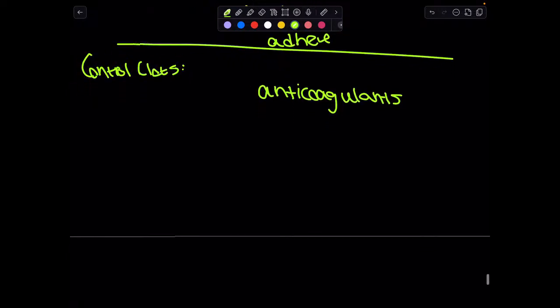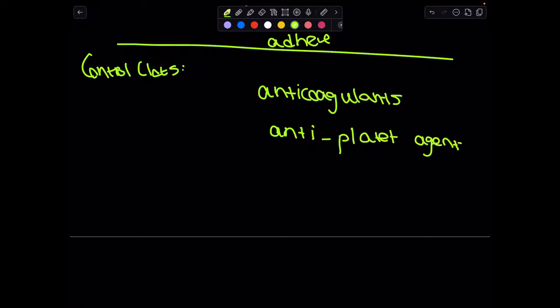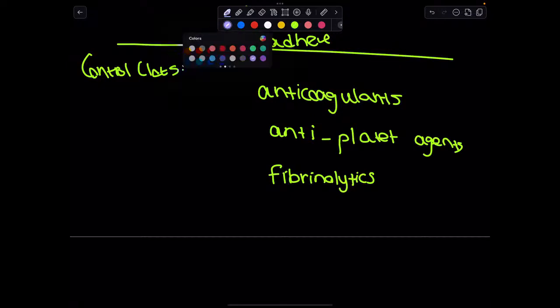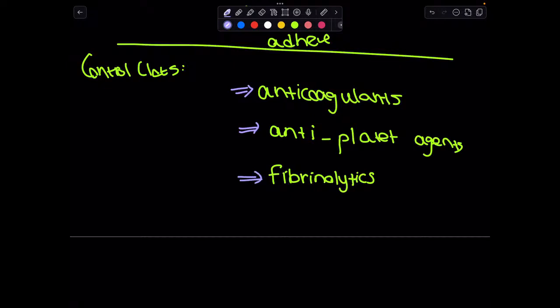What about antiplatelet agents and fibrinolytics? How do they differ? Antiplatelet agents and fibrinolytics both help manage clotting, but they work differently. Antiplatelet agents like aspirin or clopidogrel prevent platelets from clumping together, reducing clot formation in arteries. Fibrinolytics, like alteplase, break down existing clots by dissolving the fibrin mesh that holds them together.